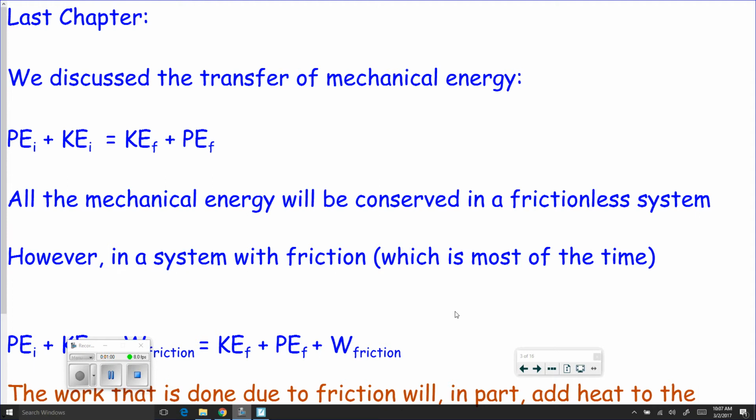Don't write this down because you have this equation already in your notebooks. If we assume that we have a frictionless closed system, the law of conservation of mechanical energy is just your initial potential energy plus your initial kinetic energy will equal your final kinetic energy plus your final potential energy. However, that's for a frictionless system and a closed system.